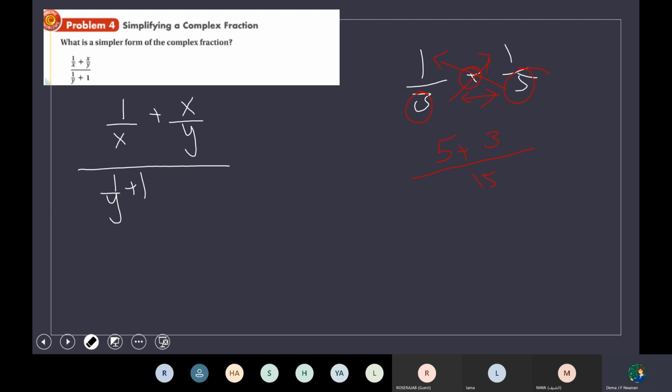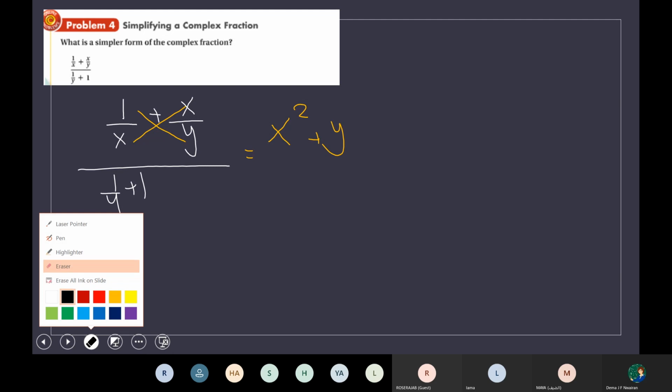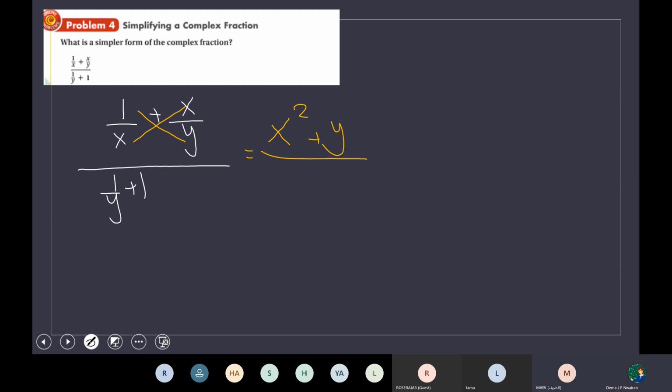Now, we have to do the same steps, but with the variables. We will say, it is x times x, x squared, plus 1 times y, it is y, over xy, this is for the first numerator. Over, here now, let's multiply them. y times 1 is y, plus 1 over y.